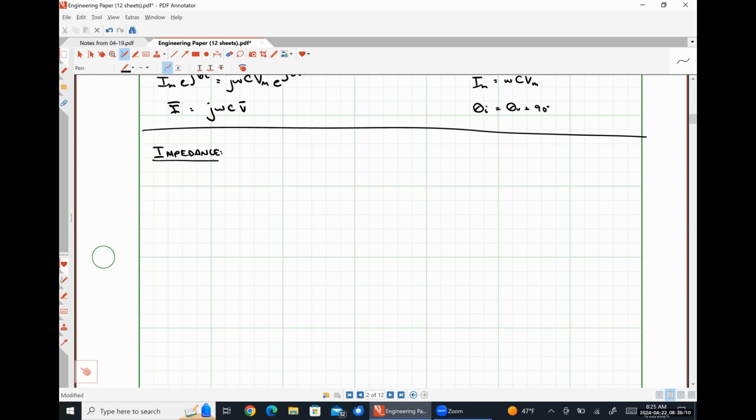So, impedances. In a DC circuit, let me draw a little diagram here. If we excite a DC circuit, it doesn't matter if we excite it with a voltage or a current. This is our network under test.